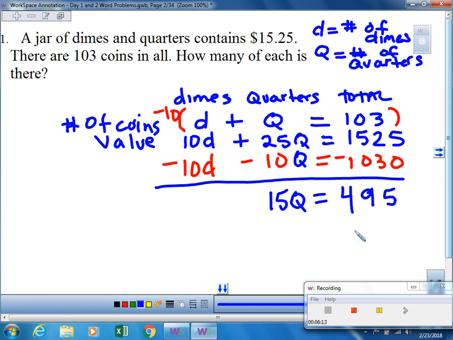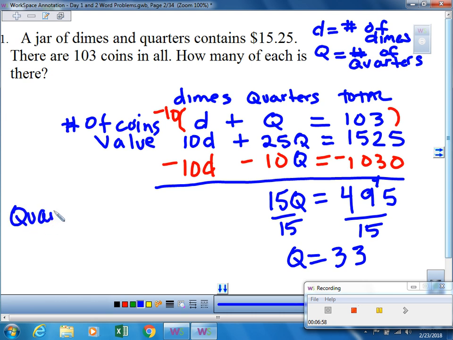Can you have a negative number of coins? No, you're not going to have a negative number. Are you going to have a partial coin? No, you're not going to have a partial coin. So you should have whole numbers. Now, when I divide by 15, I have q equals, 15 goes into 49 3 times, there's 4 left over. 15 goes into 45, 3. So quarters equals 33.